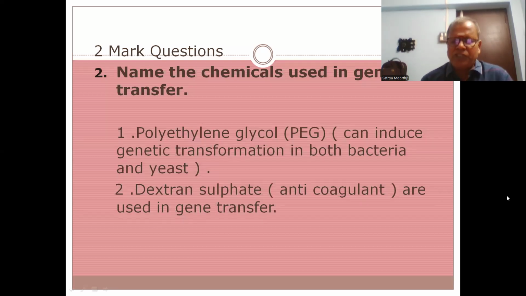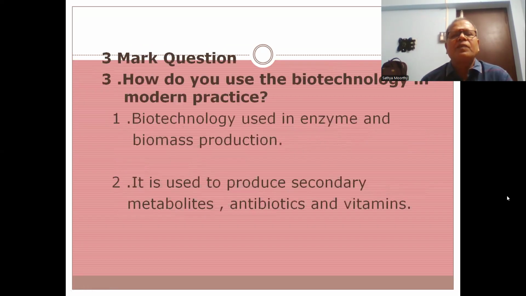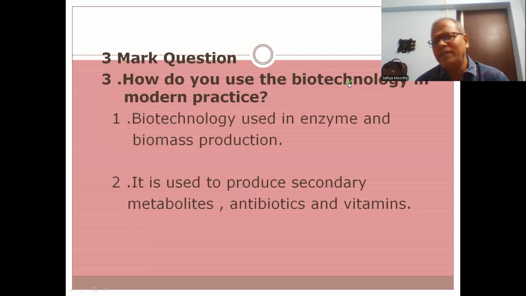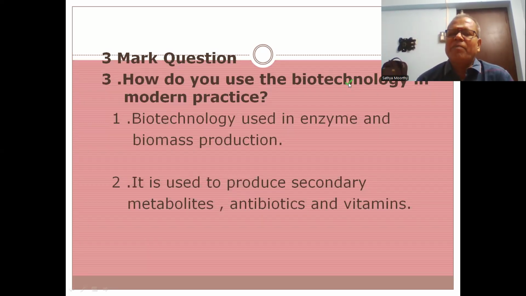Next question for you, question number 3. How do you use biotechnology in modern practices? Biotechnology is a newer technology. The technology is implemented in biology, botany, zoology. The uses of biotechnology, simply, it's used in enzyme and biomass production. So for large-scale production of enzymes, we use a fermenter, and also for biomass production for SCP, single-cell protein. It is used to produce secondary metabolites, antibiotics, and vitamins.